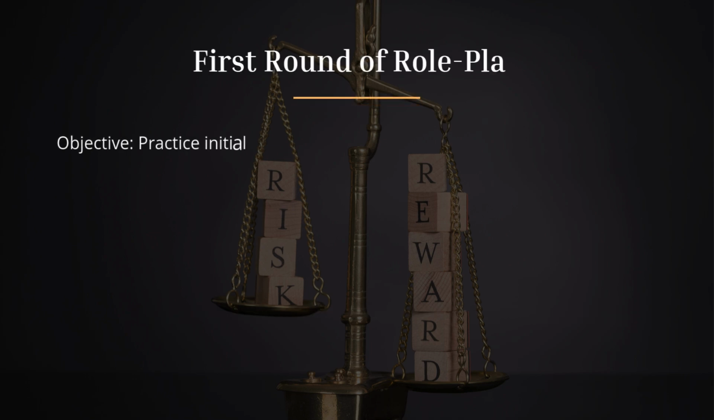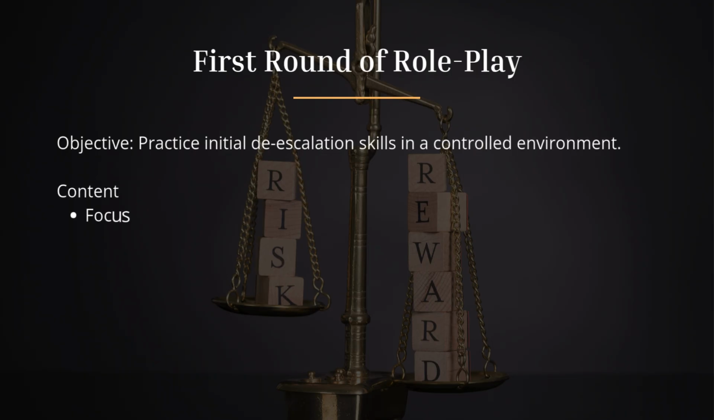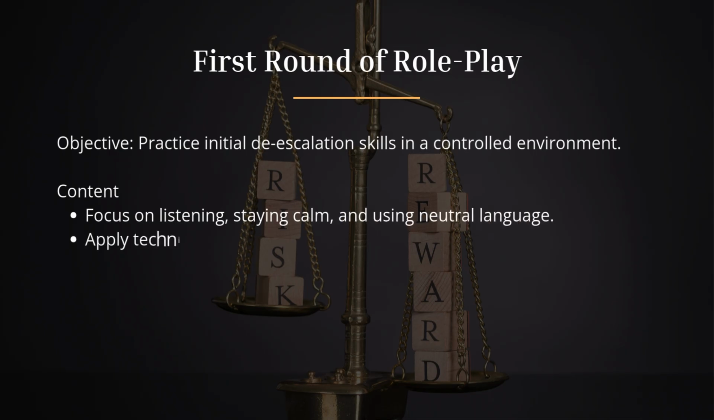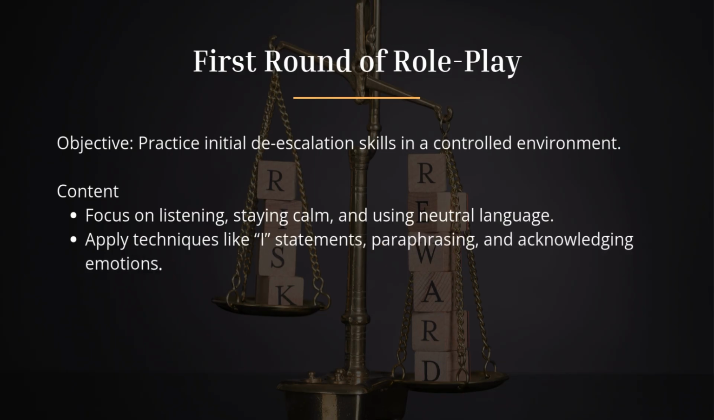First round of role-play. Objective: practice initial de-escalation skills in a controlled environment. Content: focus on listening, staying calm, and using neutral language. Apply techniques like I statements, paraphrasing, and acknowledging emotions. Activity: paired role-play for 5 to 7 minutes per scenario, swap roles and repeat.